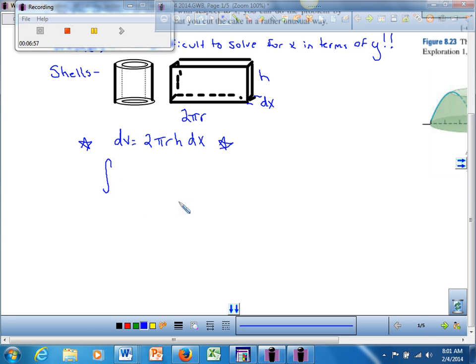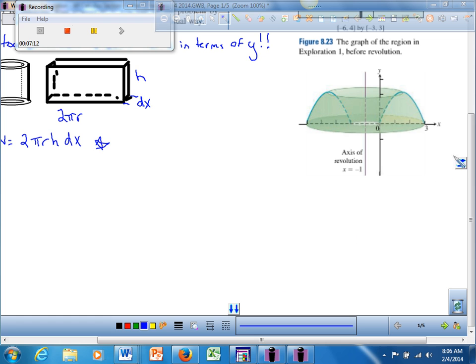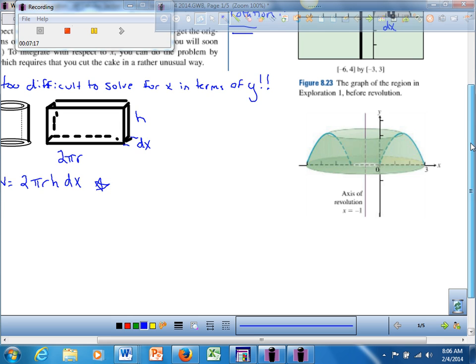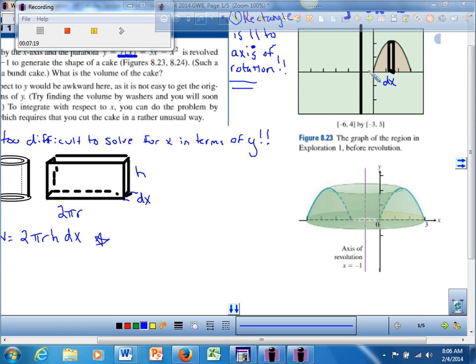So now I just need to integrate this thing properly to find my total volume. And I need to figure out what r and h are in terms of x. So I will have the integral. If we look back at our picture, I'm trying to get there. There it is. So my rectangles will stack left to right from here over to here. So 0 to where? 0 to 3.